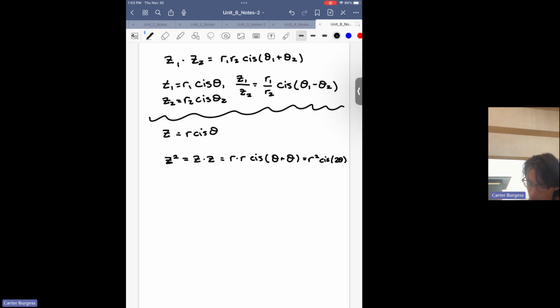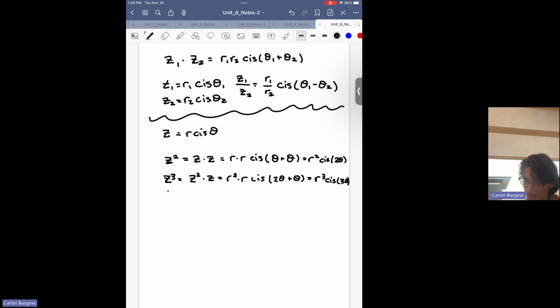Okay. What if we were to raise z to the power of 3? How could I rewrite this as the product of two complex numbers that I know? z squared times z. Well, we know that z squared is r squared, times r in this case, the magnitudes multiplied together, CIS of the thetas being added together. We get that this is r cubed CIS of 3 theta.